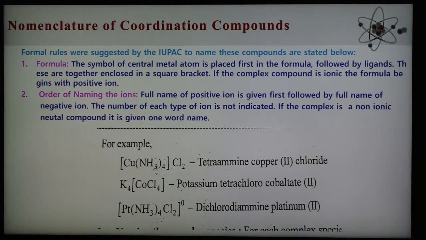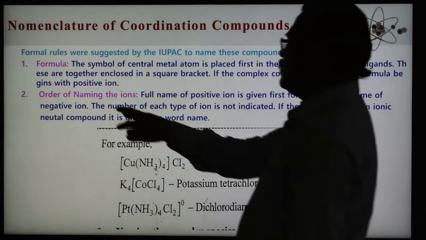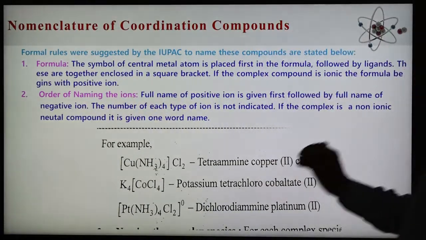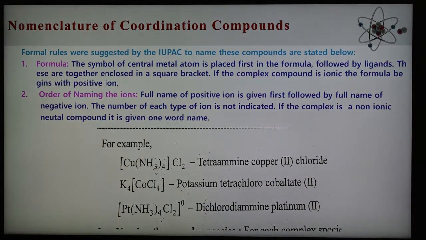So this is the first rule: the formula of the complex. Write the central metal ion first, and after that the ligand, and both are enclosed in a square bracket. And if the complex is ionic, then write the positive ion first.